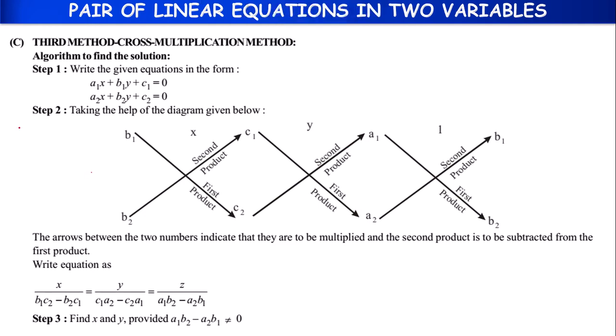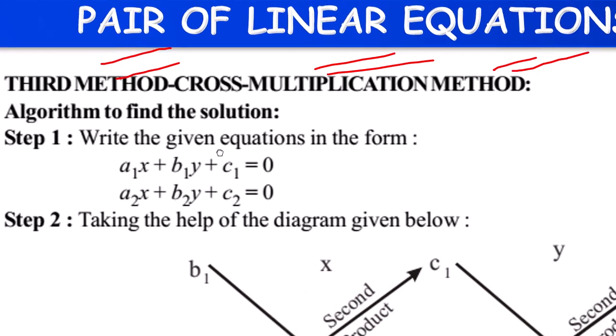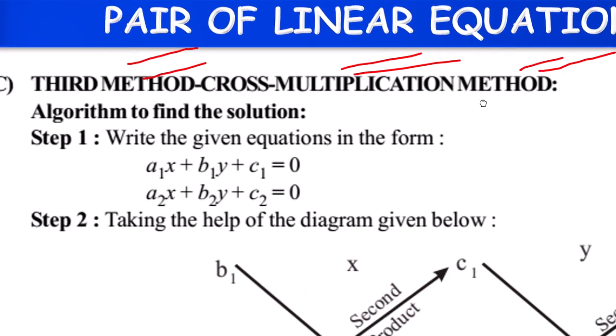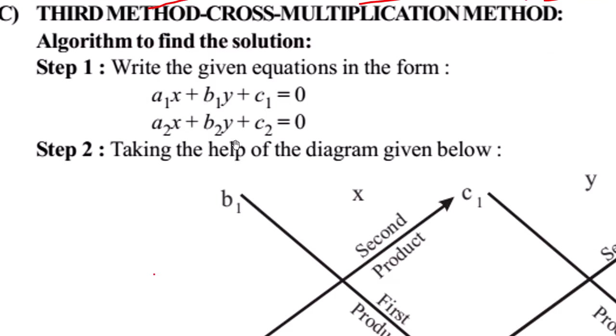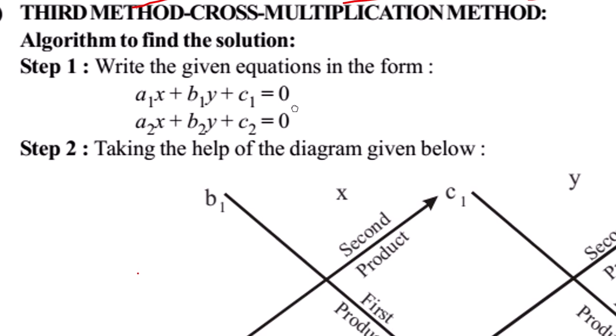Next, we have the third method for solving a pair of linear equations in two variables. We have the third method, children, which is known as the cross multiplication method. The method name is cross multiplication method. Suppose we have a pair of linear equations in standard form like this, a1x plus b1y plus c1 equals 0, a2x plus b2y plus c2 equals 0.